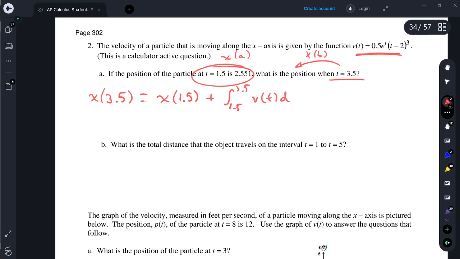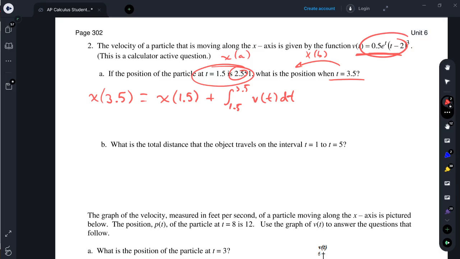You do not need to write all of this in there because it was defined for us. You also don't even need to ever write 2.551. You can just write x of 1.5, again, because it was defined for us. So this is actually the only thing you need to write down, and then you just type into your calculator.